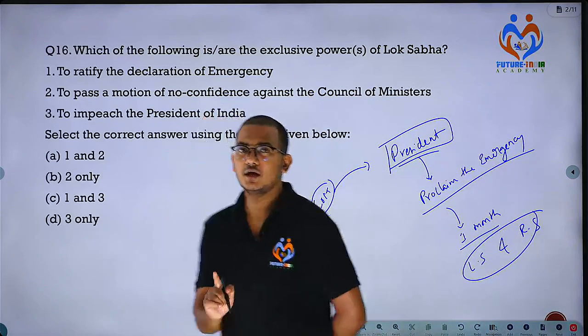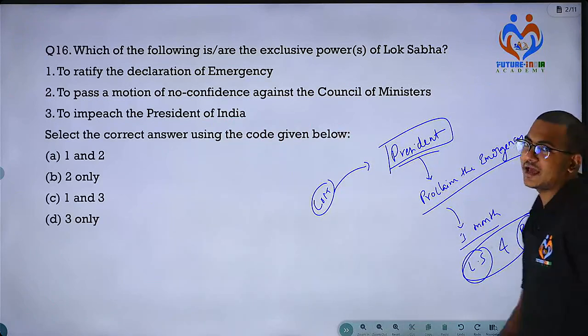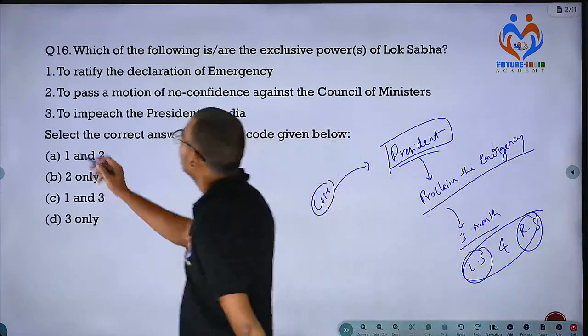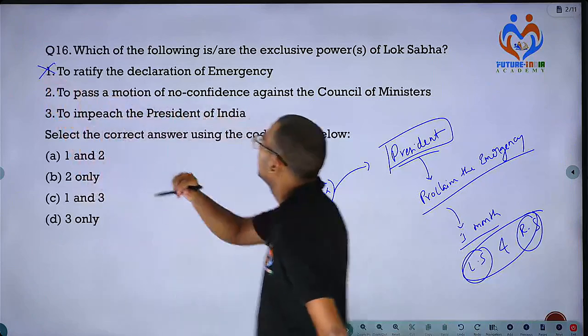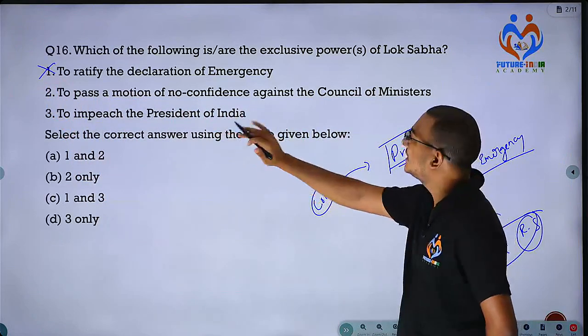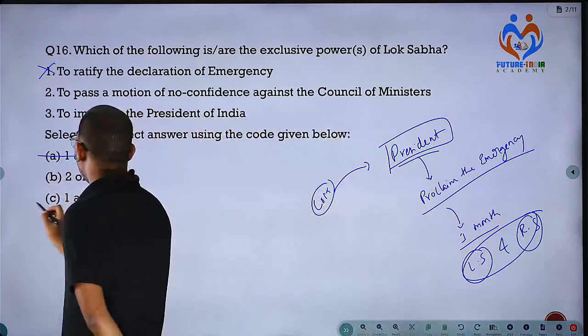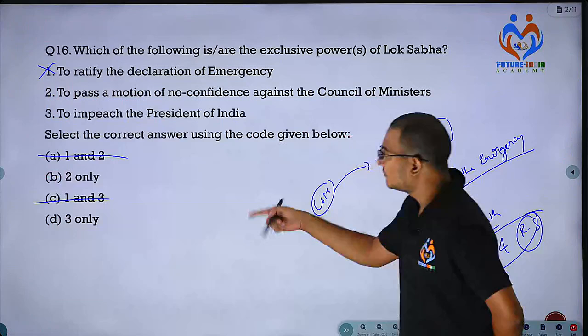So here who has to approve? Lok Sabha and Rajya Sabha both have the same power. So this is not your answer. Both have equal powers and nobody has exclusive powers. So you have to eliminate the options which have statement one, and we are left with two more options.